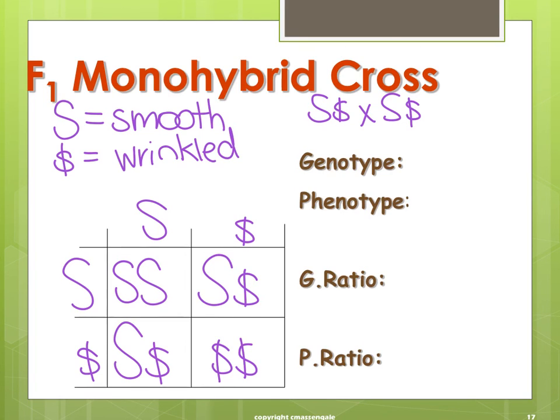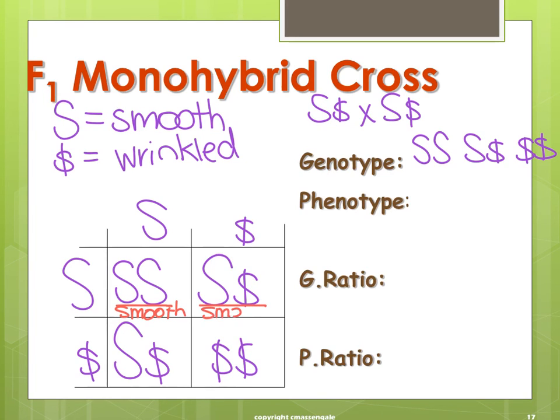What are our possible genotypes here? Big S, big S, big S, little s, little s, little s. So I have 3 different possible genotypes. What are my possible phenotypes? Well, let's figure that out. What is this first box going to look like? That's definitely smooth. How about this one?